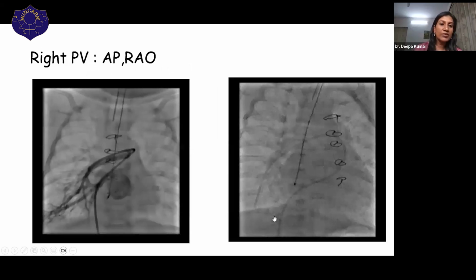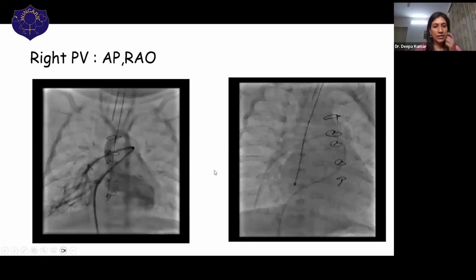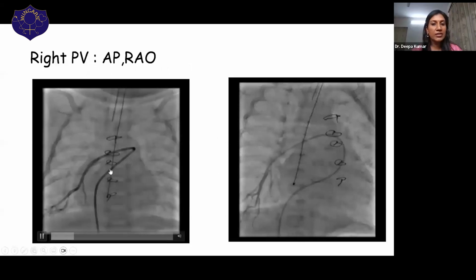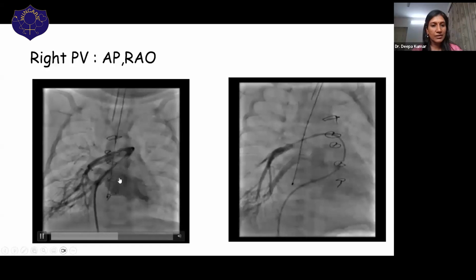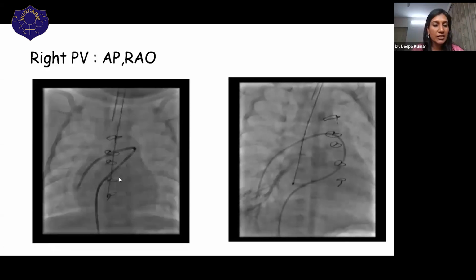Similarly, for a right pulmonary vein, you start off with an AP view. What injection have we done here, which is different from the previous angio that I showed?